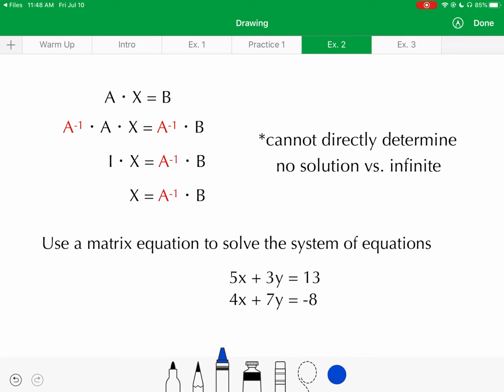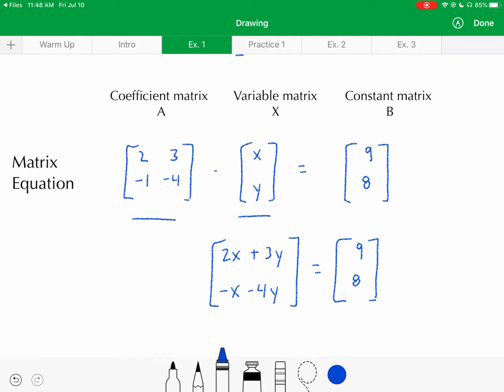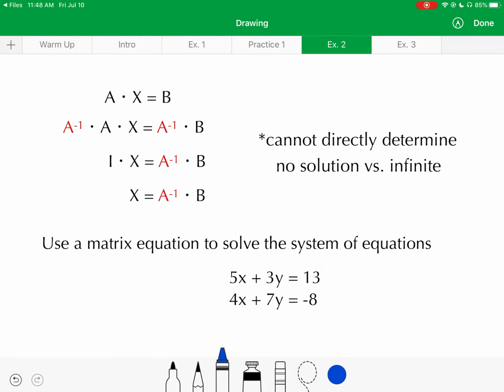All right, now that you know how to set up the matrix equation, let's talk about how we can use inverse matrices in order to solve this system, okay? So I notice back here, I assigned the letters of A, X, and B to my various matrices. So A is my coefficient matrix, X is my variable matrix, and B is my constant matrix, okay? So essentially I have the equation A times X equals B, and what I want to do is try to solve it for X, the variable matrix, okay?